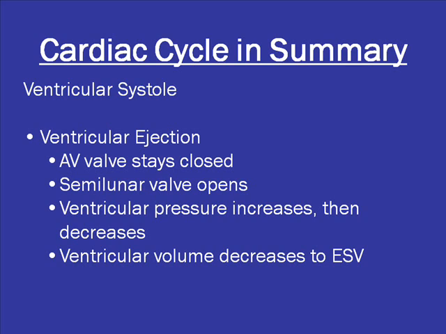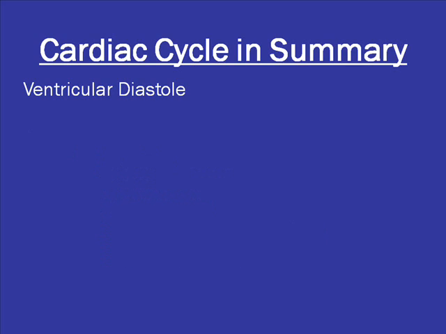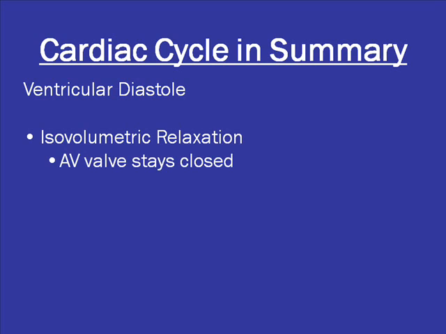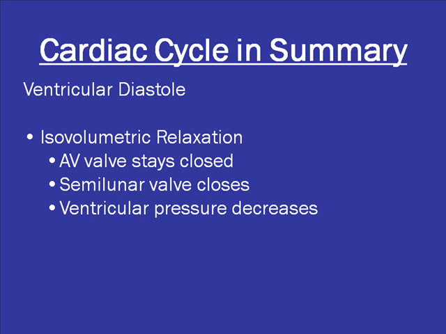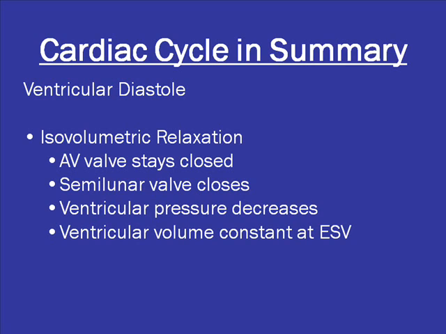That leads us to ventricular diastole, relaxation of the ventricle, the first portion of which is isovolumetric relaxation. In this, the AV valve remains closed because ventricular pressure remains higher than atrial. Semilunar valve closes as soon as left ventricular pressure is less than aortic pressure. Ventricular pressure is decreasing because of the relaxation in the ventricle, but the fact that both valves are briefly closed means ventricular volume remains constant at end systolic volume.